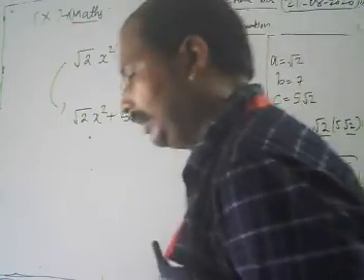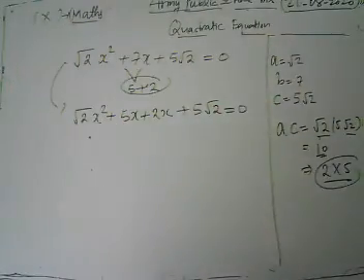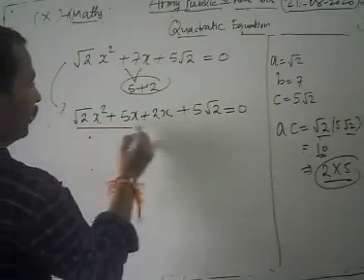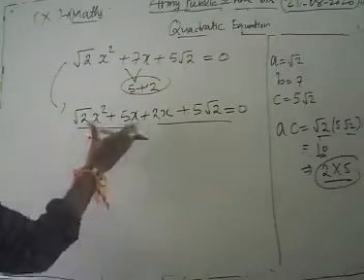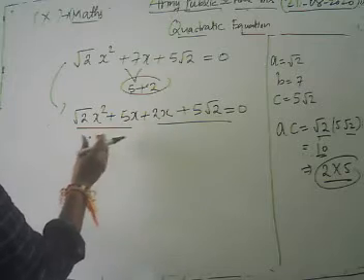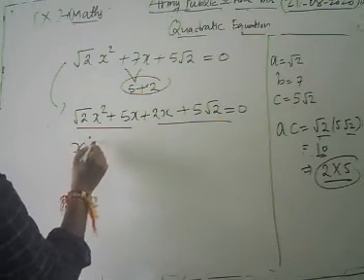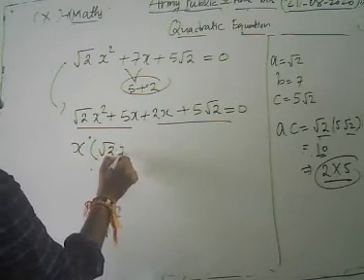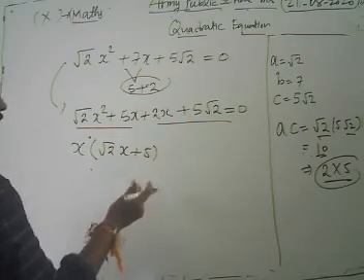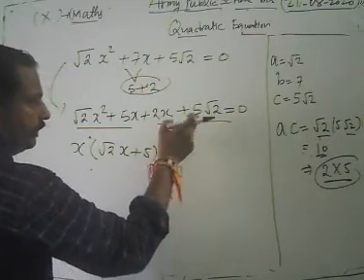Now our middle term is split. Then what do we have to do? We are going to make pairs here. In the first pair, what is common? We have a common variable x. We take x common. Then what do we have? We have root 2x plus 5. What is common here? Look, it's a 5 and a 2.